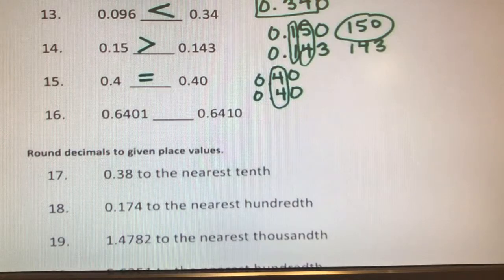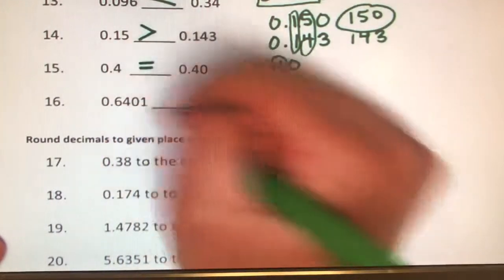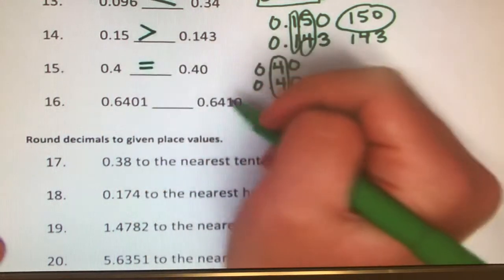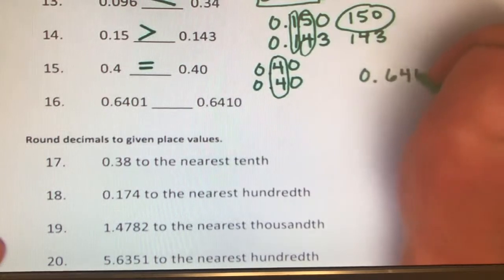All right, on the last one, 6,401 ten thousandths, and 6,410 ten thousandths. Ten thousandths is after the thousandths place. So even though these are different, it can trick your brain a little bit because they have the same digits. So just to be safe, I still come over and line them up.